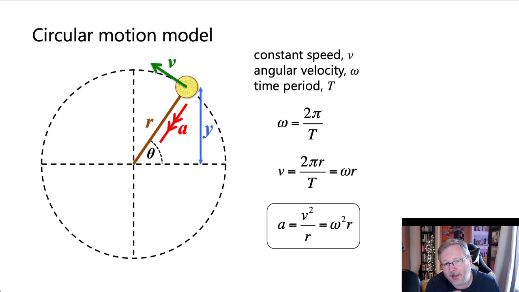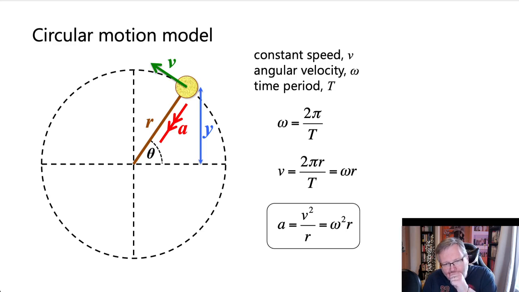Omega equals 2 pi over big T. 2 pi is the number of radians in the circle. T is the time taken to go around the circle, so the period. So that is the radians per second. V, the linear velocity, is the circumference, 2 pi r, divided by T, the period. But since 2 pi divided by big T is omega, the angular velocity, then v equals omega r.